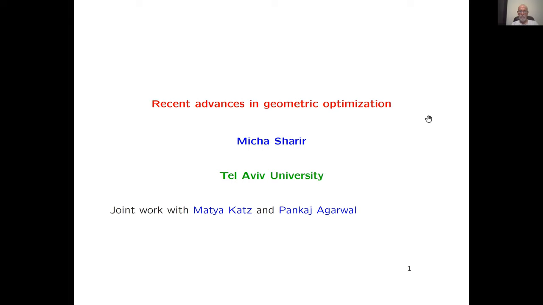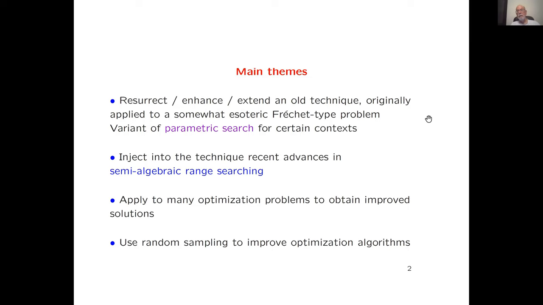It is joint work with Mattia Katz and a bit of it also with Pankaj Agarwal, and it has to do with geometric optimization. I will talk about a technique that was buried in a relatively old paper that we wrote about 7 years ago on some variant of the Fréchet distance problem. And it turned out that it is quite powerful to solve many other problems. So I will describe the technique and discuss how it can be extended and so on.